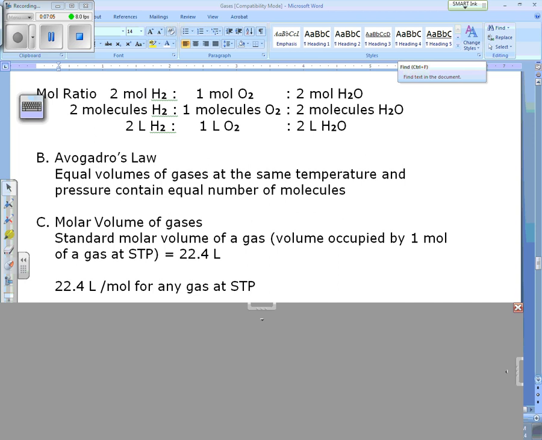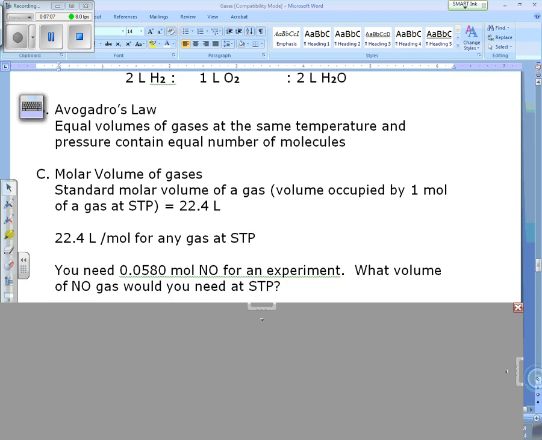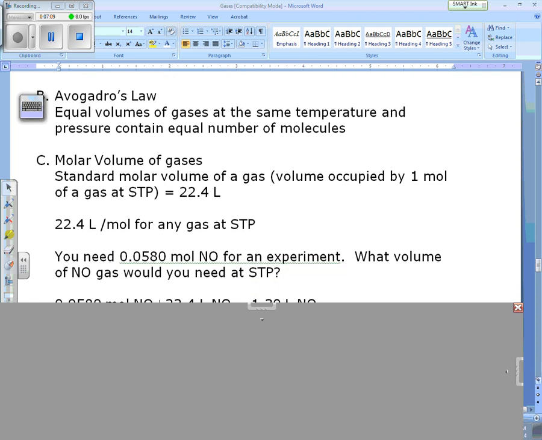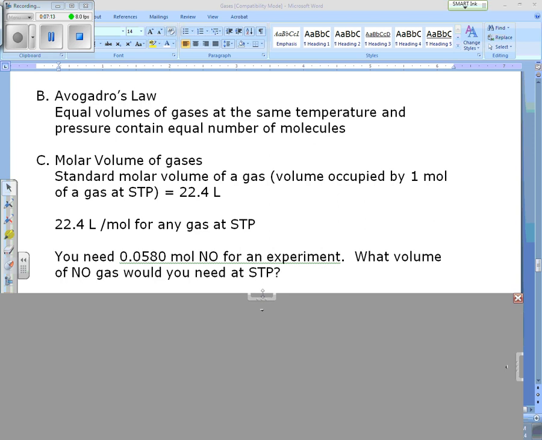I've got this next problem here. You need 0.058 moles of NO for an experiment. What volume of NO gas would you need at STP? Oh, I see STP, so what are we going to write down? 22.4 liters per mole.